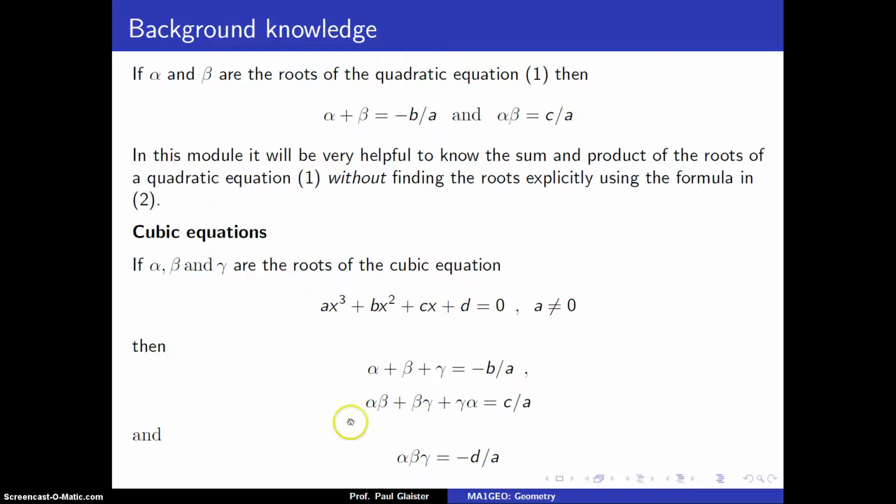And finally, the quantity alpha beta plus beta gamma plus gamma alpha, which is the pairwise product of each of the roots added up, is always c divided by a. So you don't need to know where those results come from in the cubic case or the quadratic case. You do need to be able to use them, and that will become apparent later on. But in particular in the exam, these results will be made available to you in the notes.